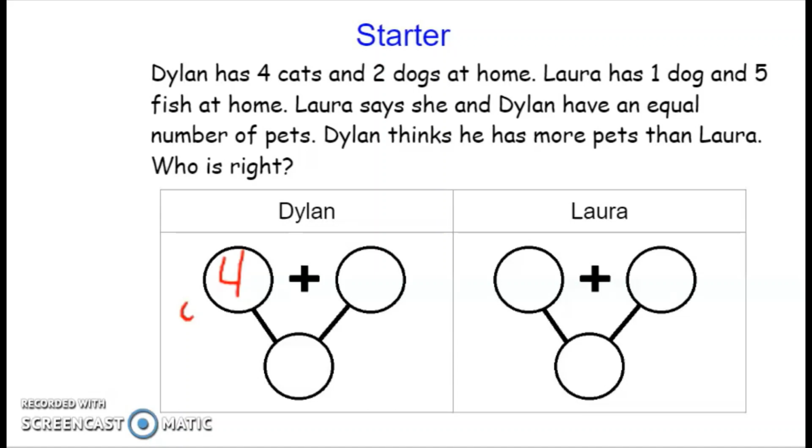Dylan has 4 cats and 2 dogs at home. Great. How many dogs does Dylan have at home? 2. I'm going to fill that in for my other part. And I'm going to put a D so I know that the 2 represents dogs. Let's keep going. Laura has 1 dog and 5 fish at home.